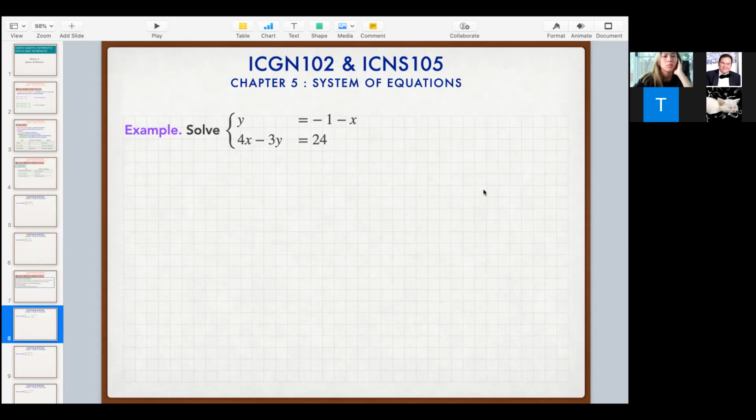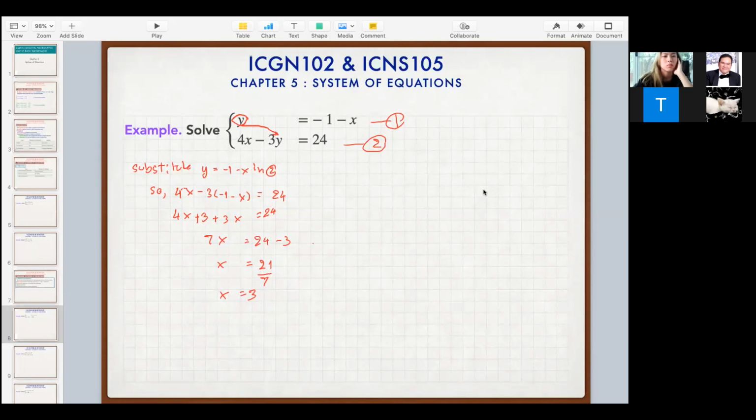So the first one, let me write down, we have equation 1 and 2. In equation 1 we have the value of y in terms of x already, y equals negative 1 minus x here. So the thing that I have to do is that I will substitute y into this second equation. So I will substitute.